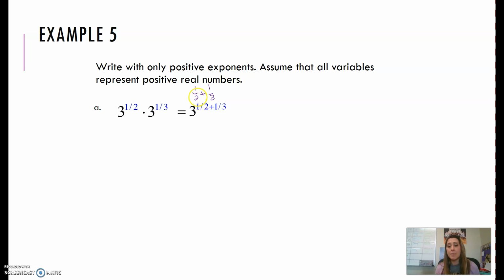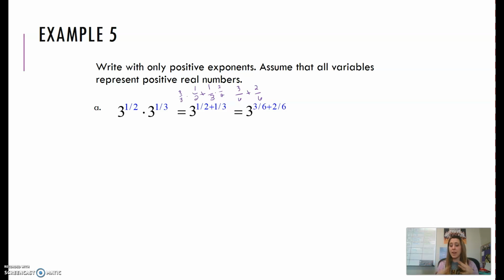So the common denominator between a 2 and a 3 would be 6, right? And so what I would do is multiply by 3 over 3, and this one I need to multiply by 2 over 2. And I would end up with 3 over 6 plus 2 over 6. Now we have common denominators, and we can add those together.